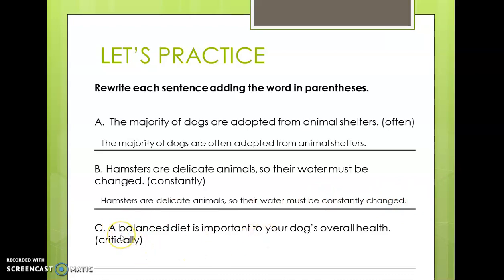Finally, C. A balanced diet is important to your dog's overall health. Critically is the adverb. Okay, let's check a little bit. Guys, it's simple. So here it is. A balanced diet is critically important to your dog's overall health. So as you can see, it's very simple, the exercise, guys, because the idea is to continue improving our level of English. Continue, guys, practicing, participate, and remember the most important thing is communicating, producing.